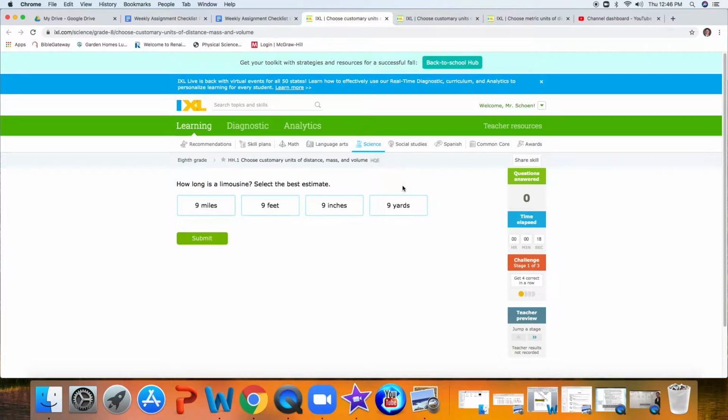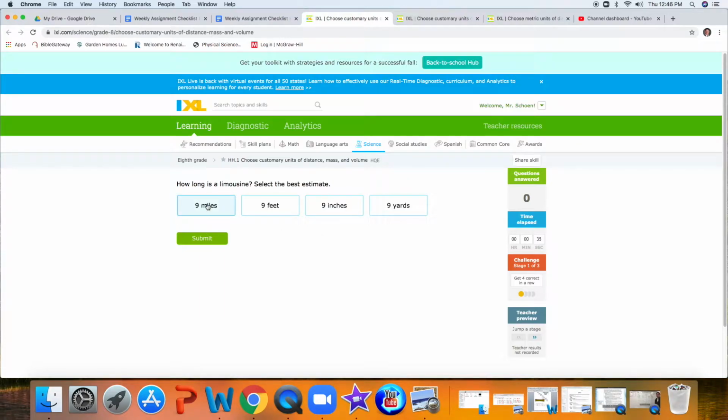Here's an example of what one of those problems look like. We'll do a couple together and then move on to the next skill. The first, how long is a limousine? Select the best estimate. Okay, a limousine is a car, might be a longer vehicle. Maybe you've seen them that have multiple doors, or it's just an extended type of vehicle.